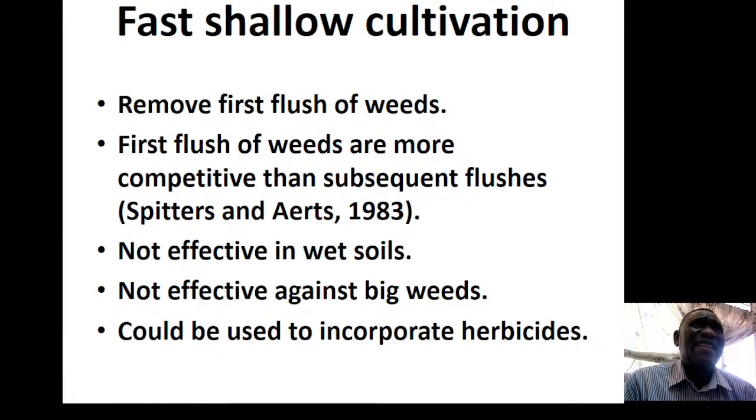First shallow cultivation can remove the first flush of weeds, and it is the first flush of weeds which are more competitive than subsequent flushes. So if the farmers can take advantage of the first shallow cultivation, it can reduce the hand weeding burden. But this may not be effective in wet soils. Not also effective against big weeds, and we can actually use it to incorporate herbicides.